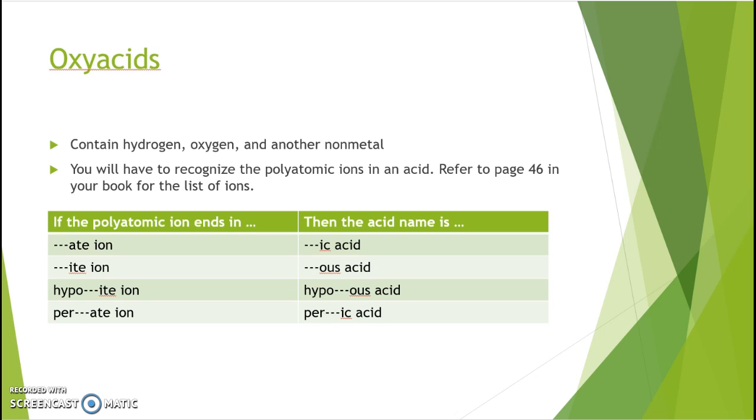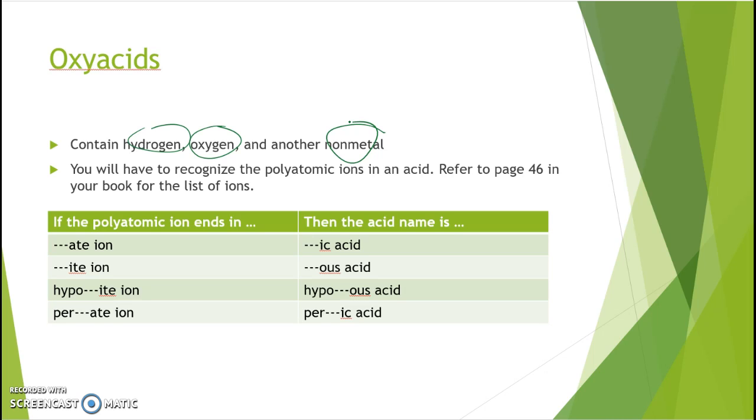All right, let's talk about oxyacids. It's an acid, so you know it has hydrogen. It's an oxyacid, so you know it has oxygen. And then there's going to be something else. In order to name these, you're going to have to recognize the polyatomic ions. Remember, that's that ugly chart on page 46 in your book. You might want to mark that page in your book so that you can flip back to it pretty easily.